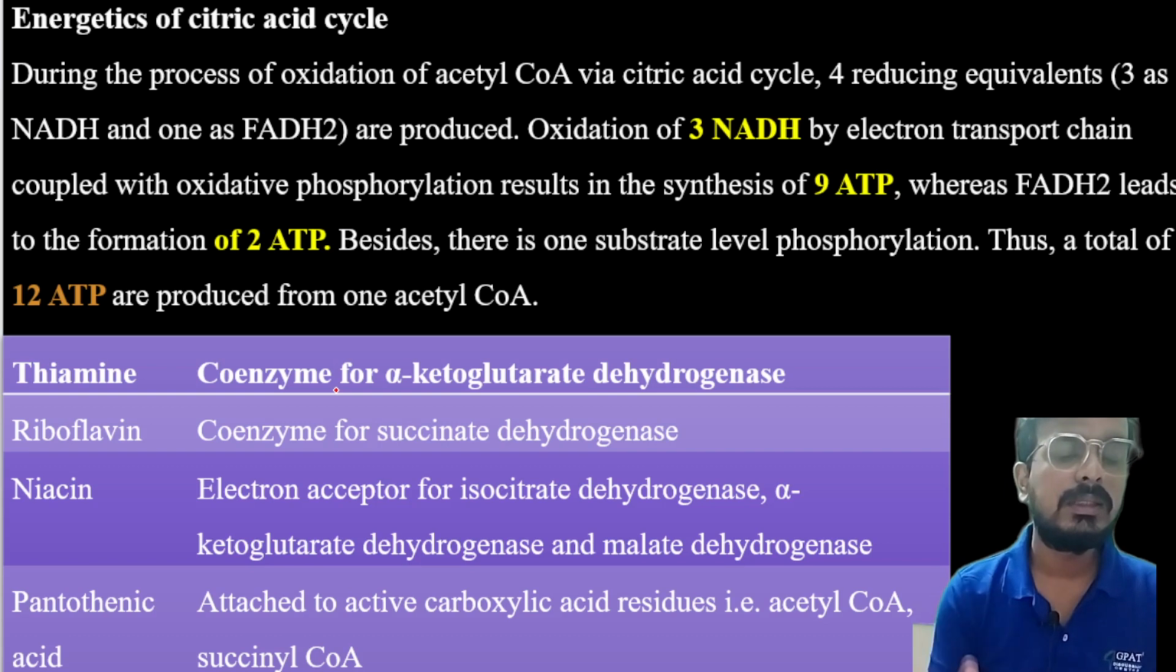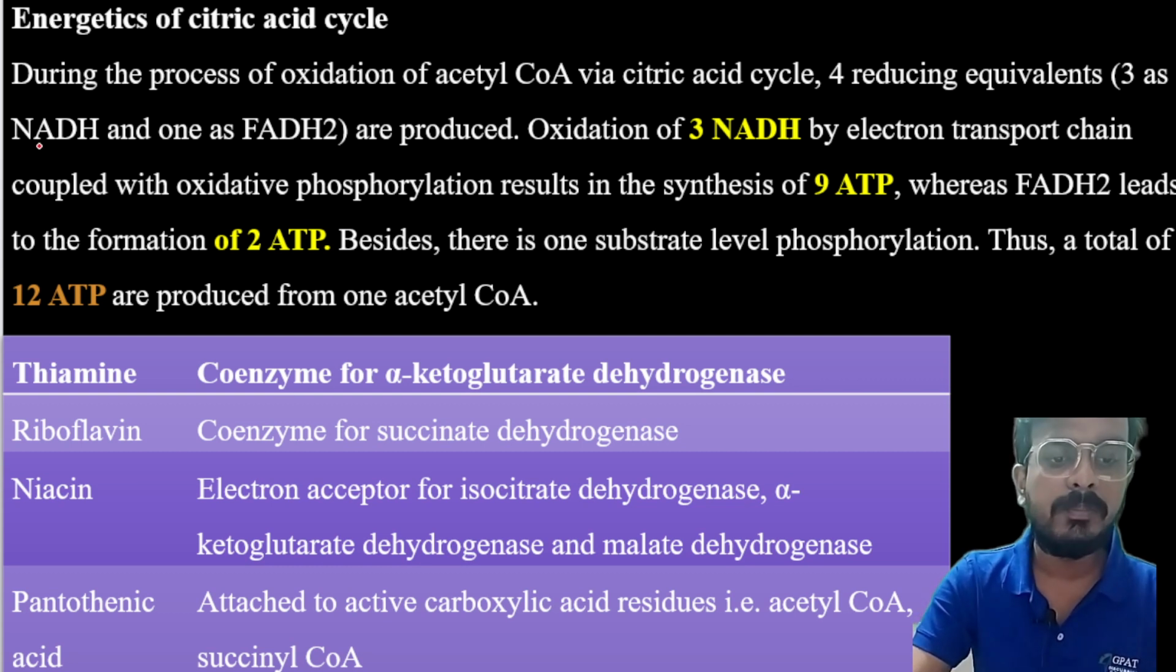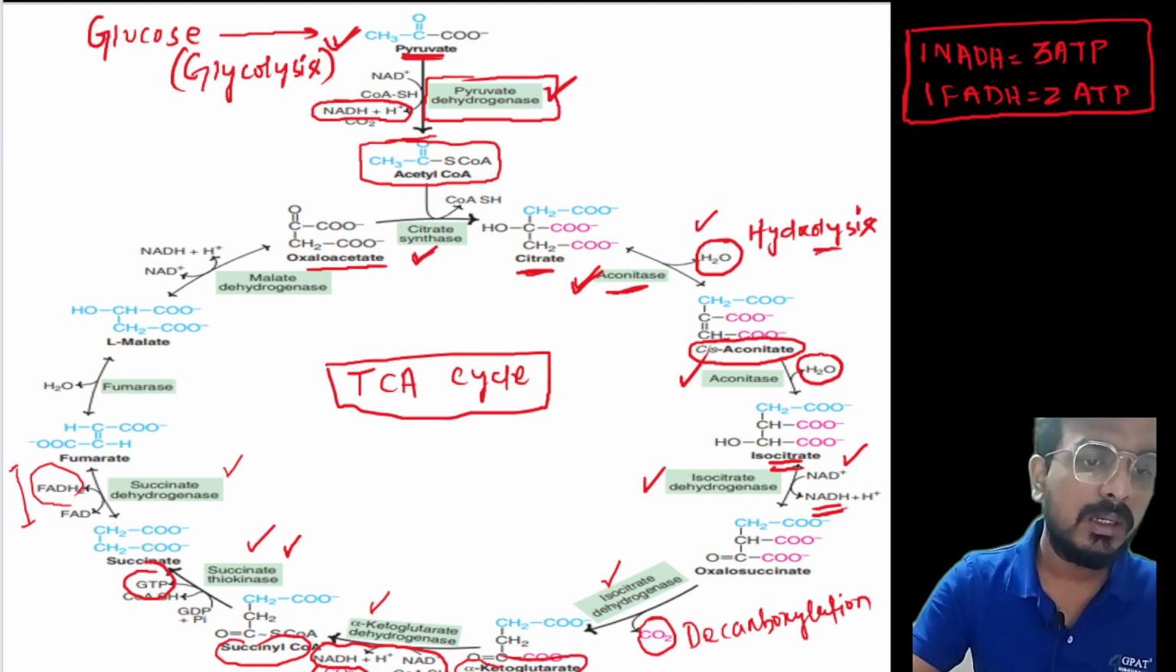Okay, so let's see the energetics, how energy is produced. During the oxidation of acetyl coenzyme A in the citric acid cycle, 3 NADH and 1 FADH2 are produced as reducing equivalents. Oxidation of 3 NADH will lead to 9 ATP, whereas FADH2 leads to 2 ATP. Other than that, you will get 1 GTP here.